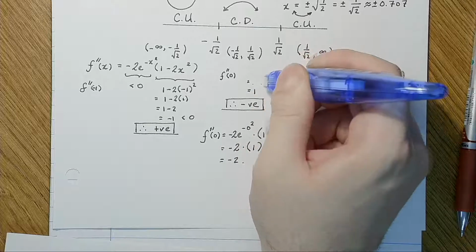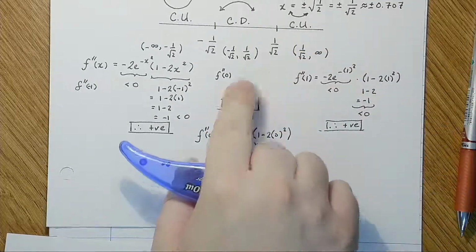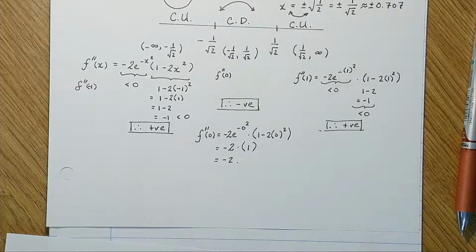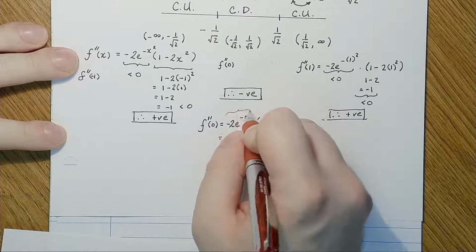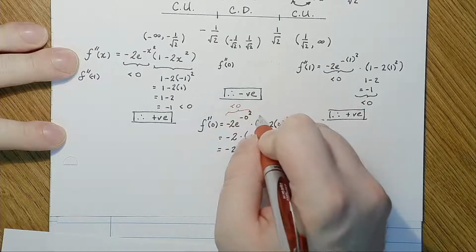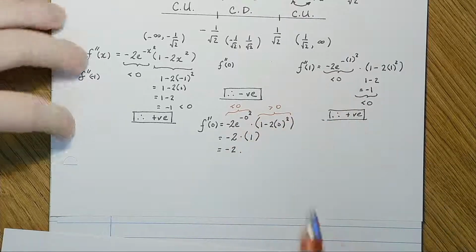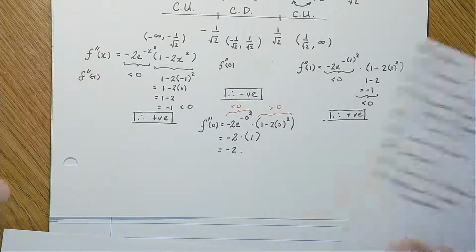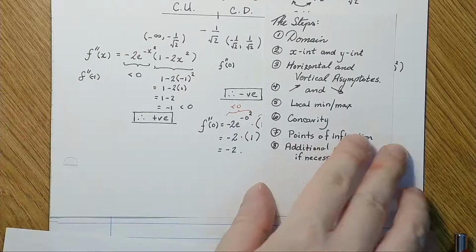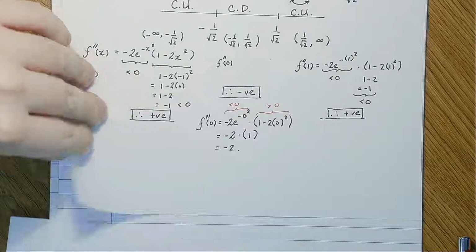I'll just erase this part right here, because it might be confusing to some people. But right here, that's still less than 0, and this part right here is greater than 0. So that gives me a negative value. Oh, we're almost done. Are there also additional points if necessary? Nope, we don't need those, because we're going to just sketch that.